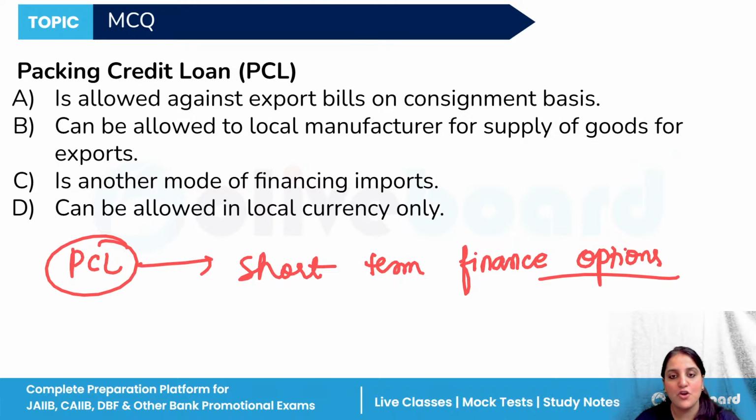So basically, which option is correct here? PCL can be allowed to local manufacturers for supply of goods for exports because these are short-term finance options which are provided to exporters to meet the working capital needs for producing and packing goods meant for export. Yeah, answer B is correct here.